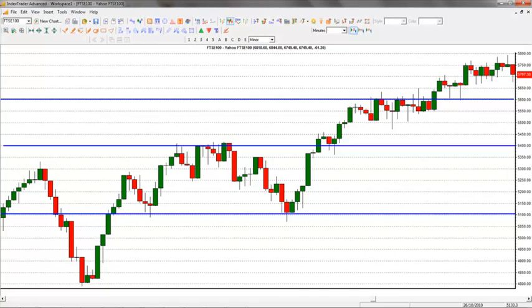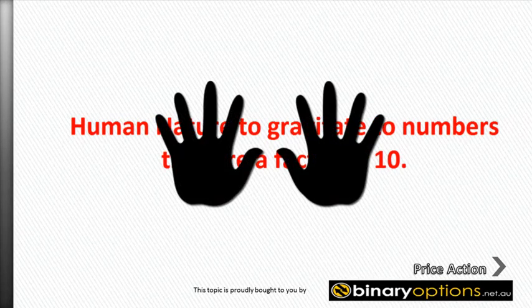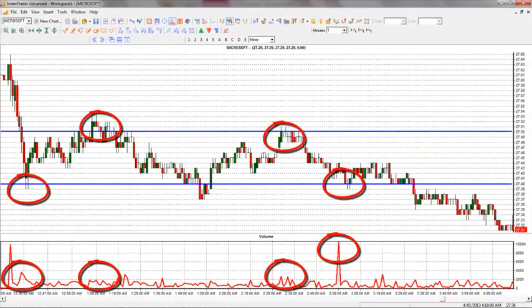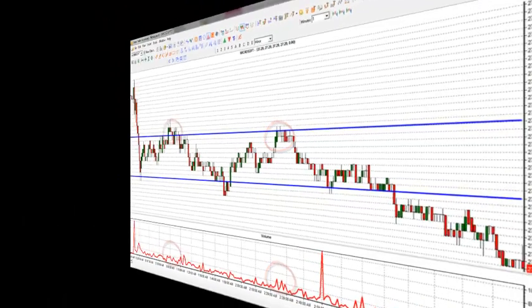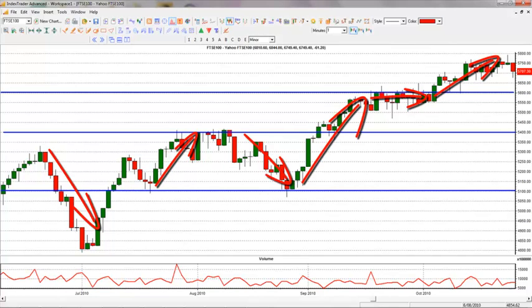Research suggests increased price activity occurring at double zero levels typically occurs because of a natural human tendency to gravitate to numbers that are a factor of 10, and therefore cluster entry and exit orders around round number or double zero levels. As a consequence, increased buying or selling activity at double zero levels means buyers or sellers outnumber the counter trade and consequently price rapidly rises or falls.